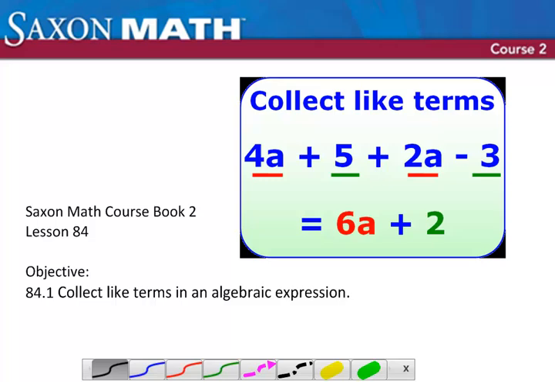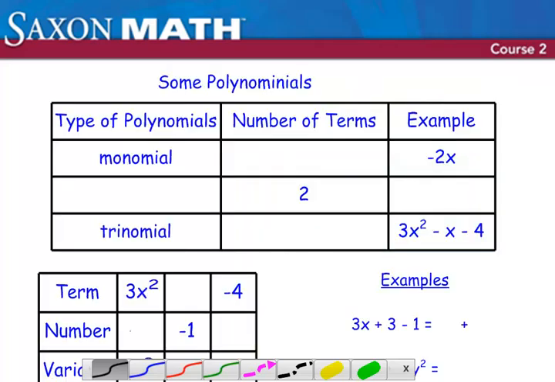Welcome to Saxon Math, Course Book 2, Lesson 84. Objective 84.1. Collect like terms in an algebraic expression. We're going to be looking at some different types of polynomials.